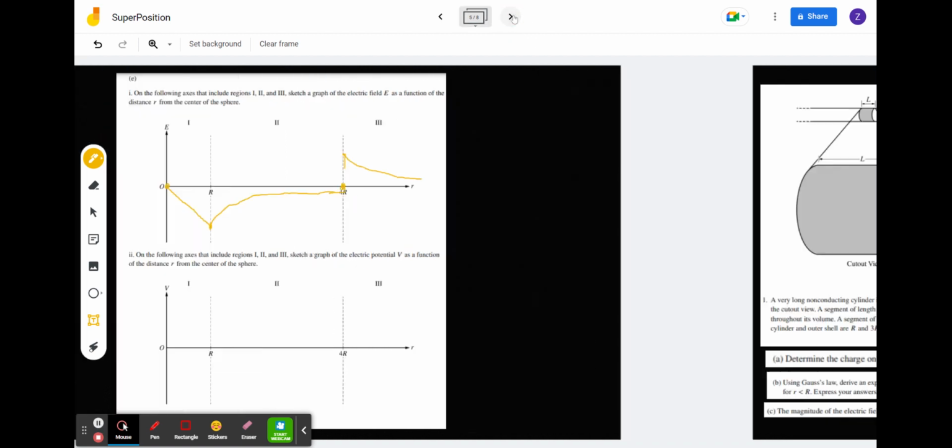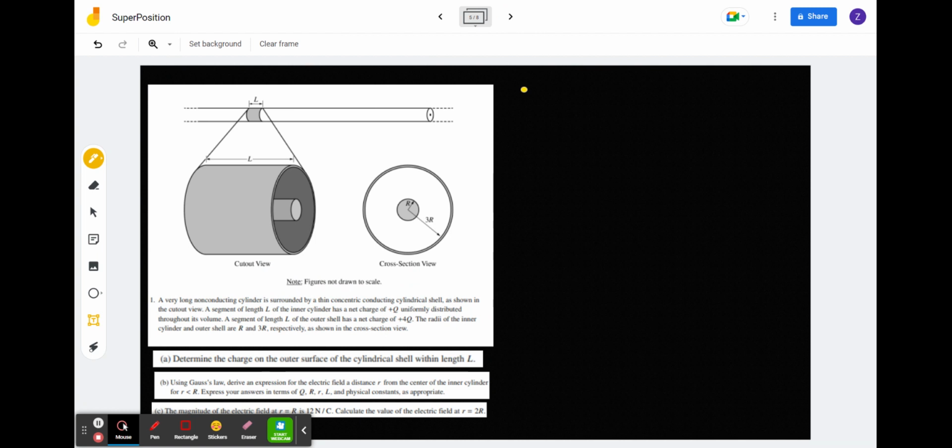Moving forward. Next question. A very long non-conducting cylinder, so we need to identify this as not a conductor, is surrounded by a thin concentric conducting cylindrical shell. Okay, so this is conducting. A segment of length L has a net charge of Q, uniformly distributed, and a segment of length L on the outer shell has a net charge of 4Q. The radii of the inner cylinder and the outer shell are R and 3R, as shown. Determine the charge on the outer surface of the cylindrical shell within length L.